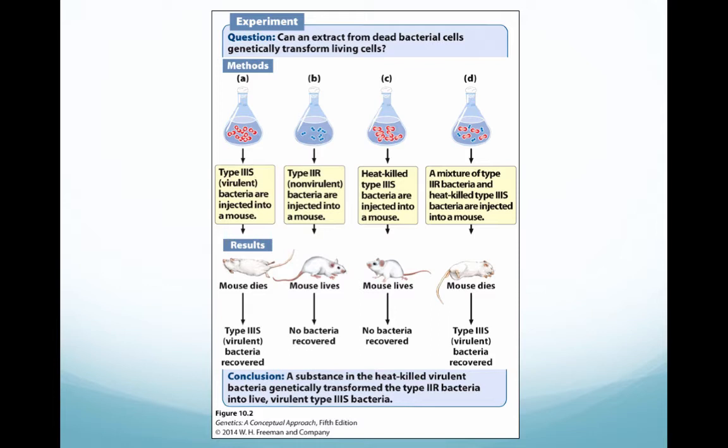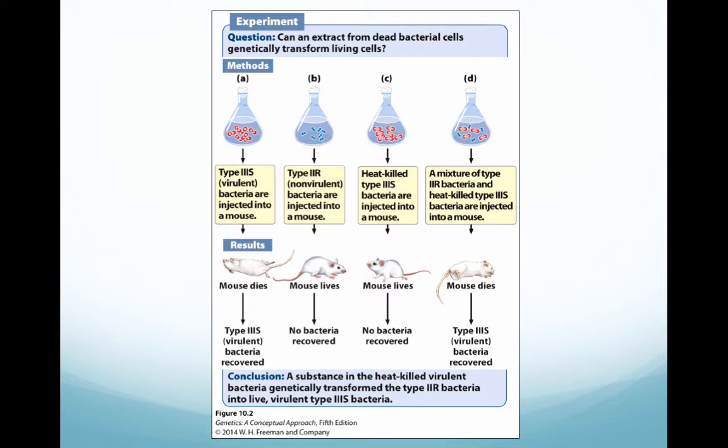Okay, so the next step that Griffiths took was he injected type 2 resistant bacteria, or type 2R bacteria, and the mouse didn't come down with pneumonia and didn't die.